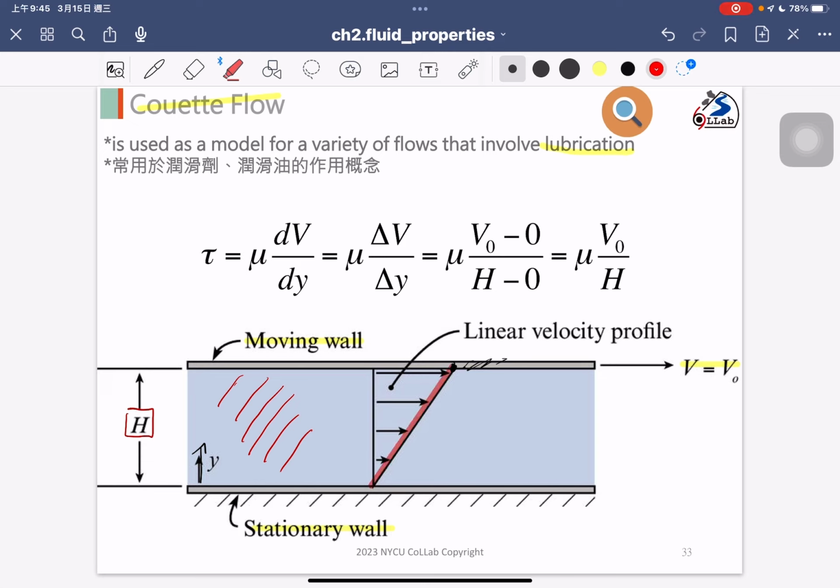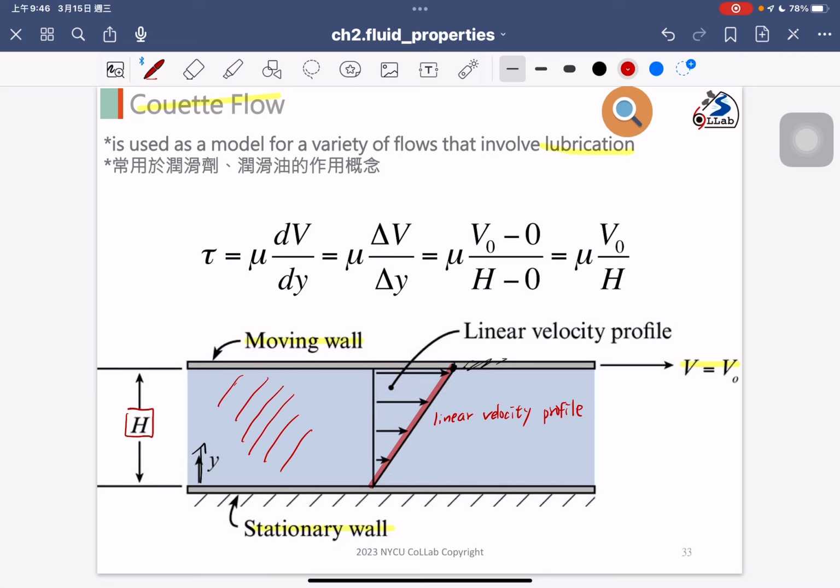This is a linear velocity profile, right? So what are the effects of this linear velocity profile, which indicates the slope along the y direction didn't change at the different location points.